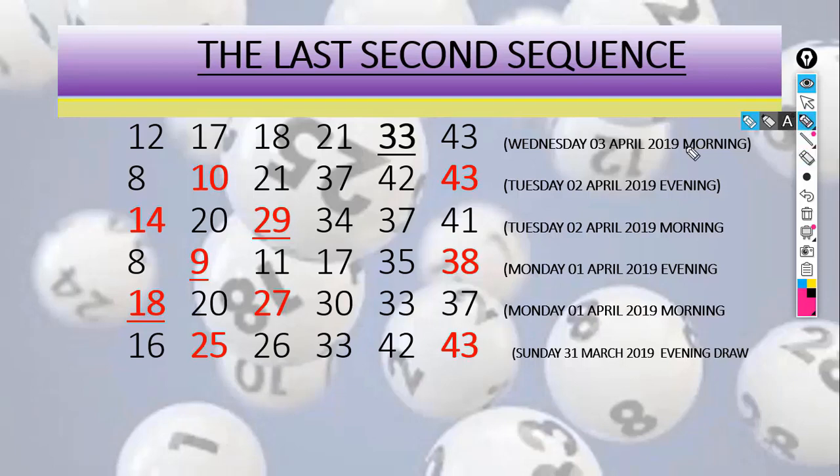So what I do is I try by all means to find out where each number came from. I try separating each number from the other. For the sake of time here, I'll be focusing on the number 18, which came on Monday, the 1st of April 2019, on the morning draw. So in order to find out where number 18 came from, I used the numbers 25 and 43.